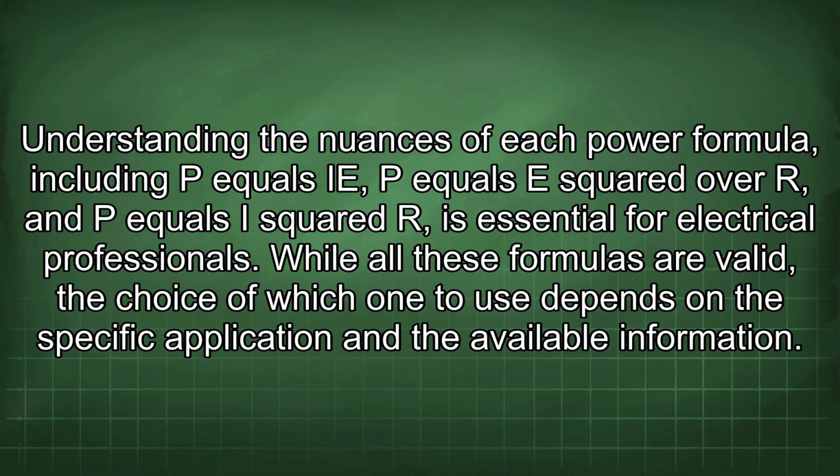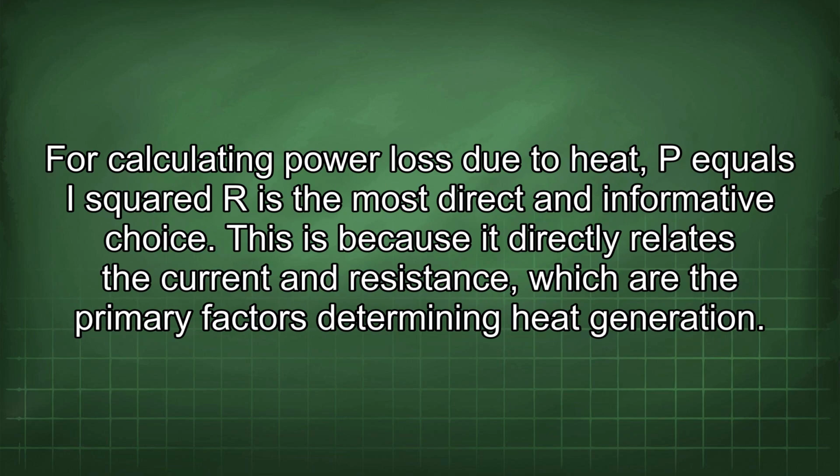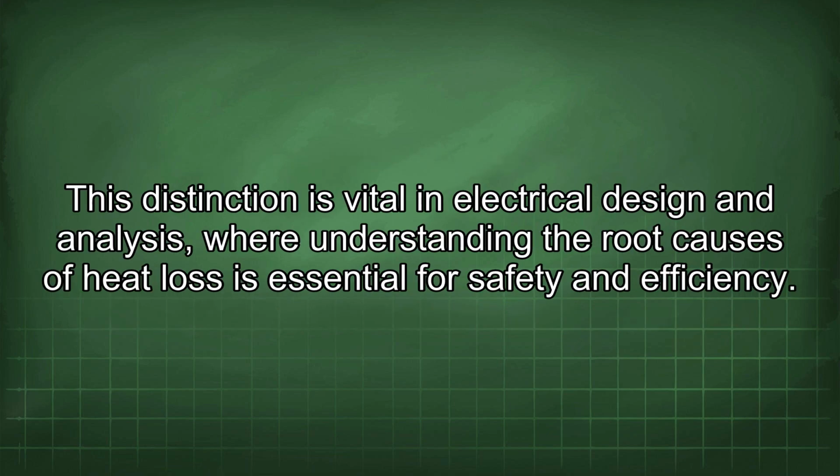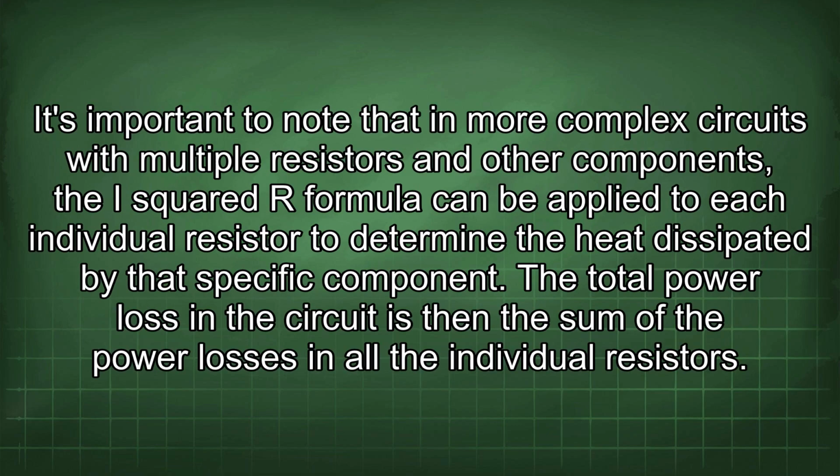While all these formulas are valid, the choice of which one to use depends on the specific application and the available information. For calculating power loss due to heat, P equals I squared R is the most direct and informative choice. This is because it directly relates the current and resistance, which are the primary factors determining heat generation. This distinction is vital in electrical design and analysis, where understanding the root causes of heat loss is essential for safety and efficiency.